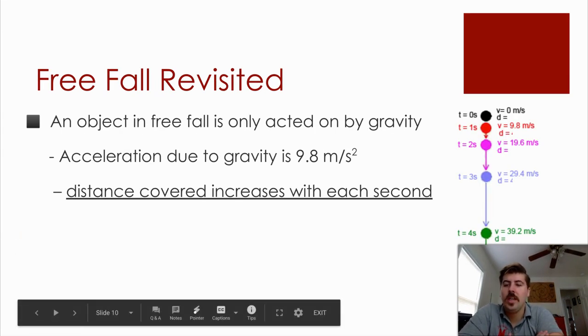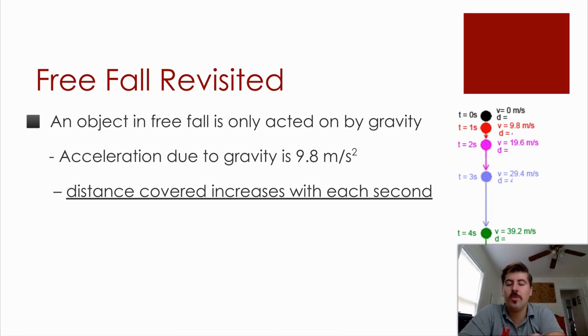Free fall: when we're looking at the vertical movement of a projectile, it's basically just free fall. An object in free fall is only acted on by gravity. Remember that the acceleration due to gravity is 9.8 meters per second squared. And so the distance covered as it goes down increases each second.